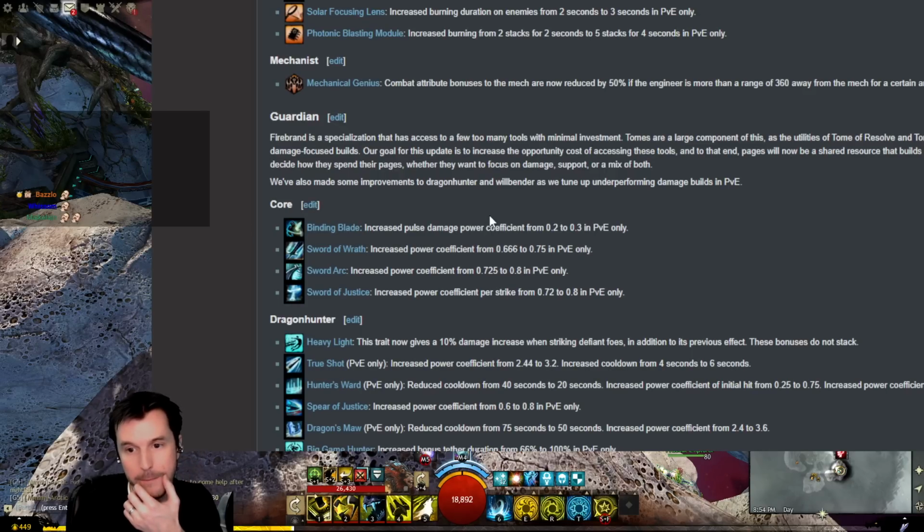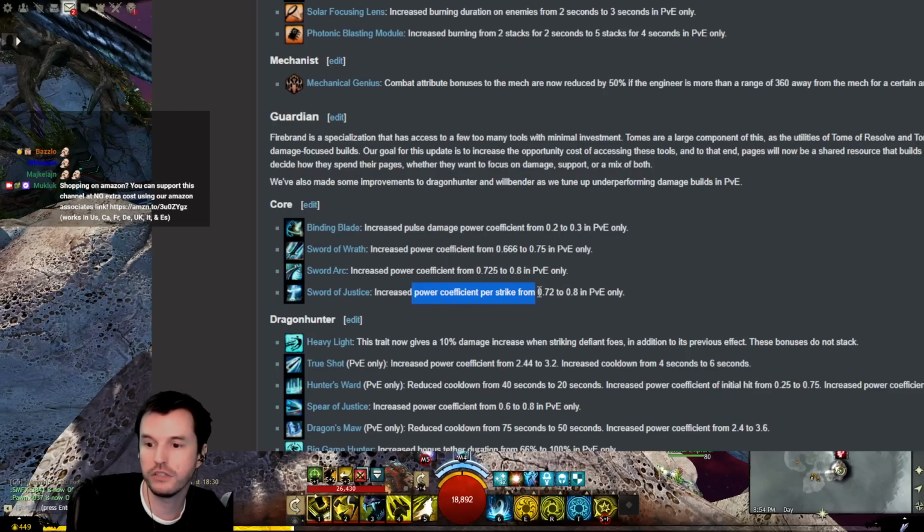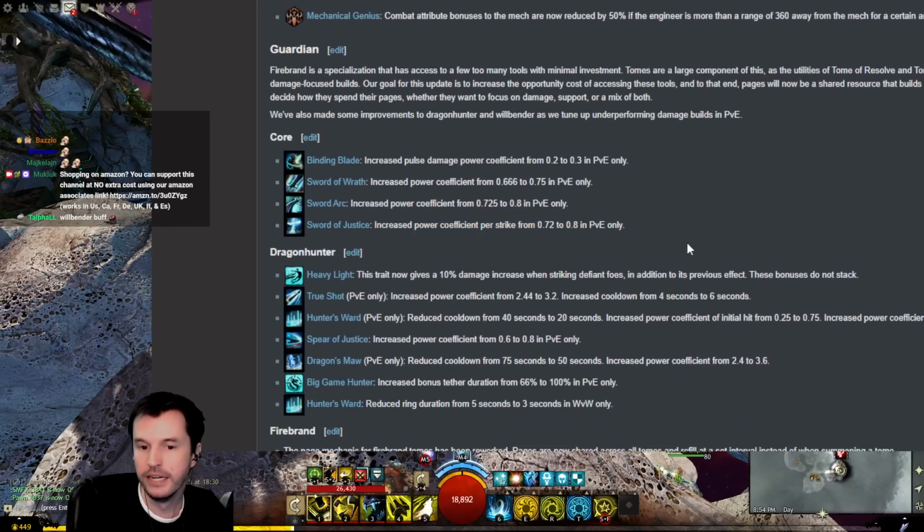Core Guardian, Binding Blade. Increase the pulse damage power coefficient by 50% in PvE only. Sword of Wrath, increase power coefficient by a little bit in PvE only. Sword Arc, increase power coefficient by a tiny bit in PvE. Sword of Justice, increase power coefficient by a tiny bit in PvE. Dragon Hunter.